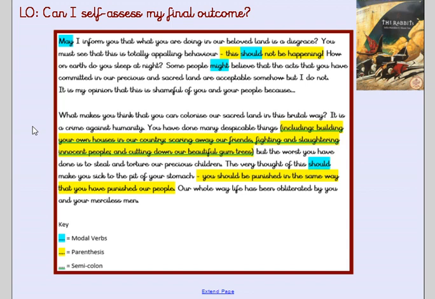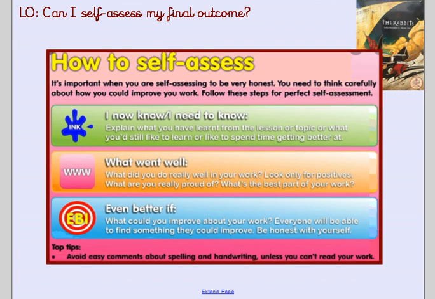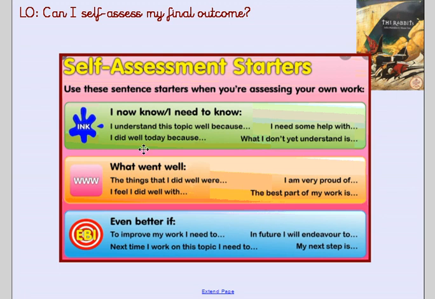So once you've done that, you're then going to use these sentence starters. You've used these before. They fit into these categories and they're here. So the first one is more general, about the understanding of the book, understanding of Aborigines, all of those types of things. What have you learned? What have you done well? What don't you understand yet? Then these are specific to your final outcome. So these are specific to your final pieces of writing. What went well? And then even better if. So by the end of this, I'd like at least 5 sentences, 1 from each, and at least 2 sentences in 2 of your choice.